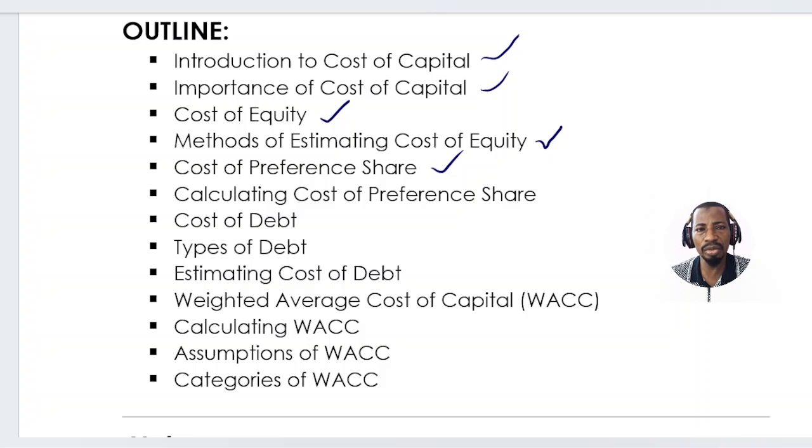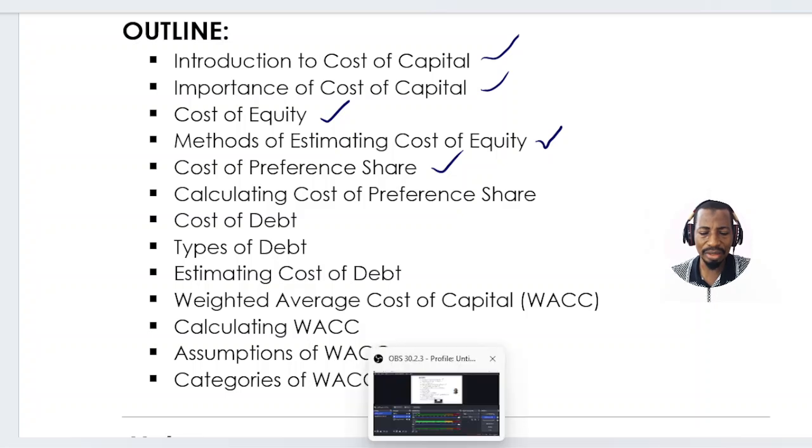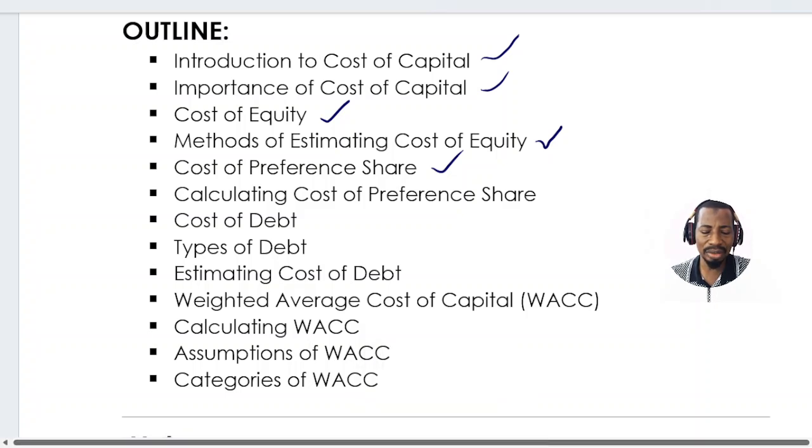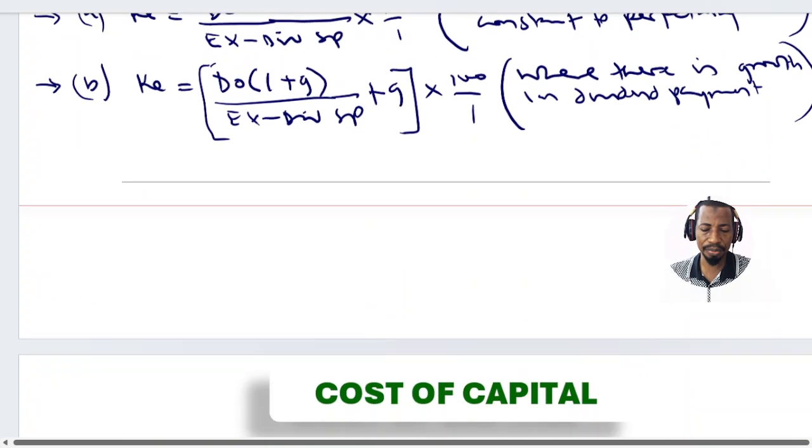But if it is not cumulative, that means in any year the company does not make profits, there won't be any preference dividend paid. Now that is for that. So let's talk about irredeemable and redeemable preference share.